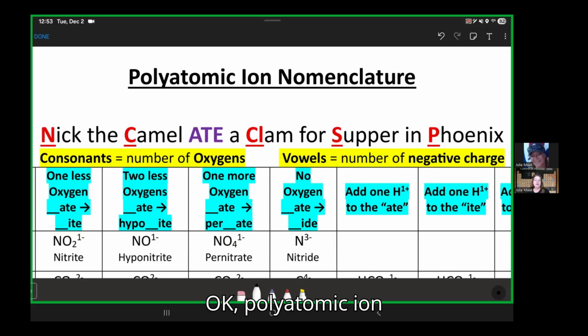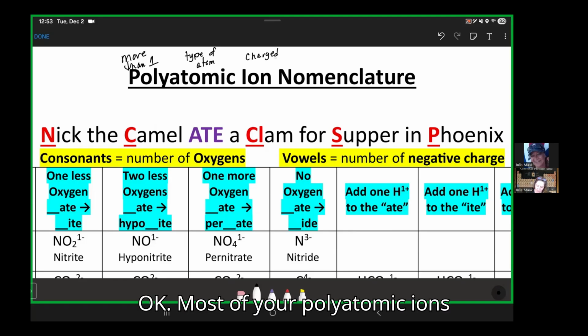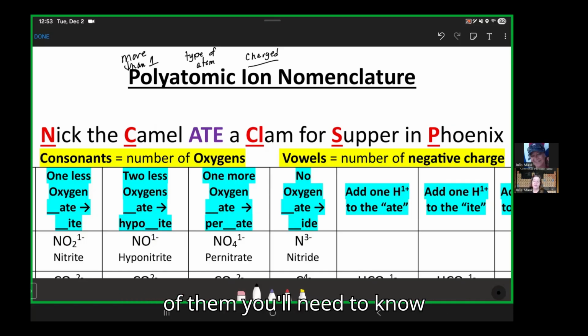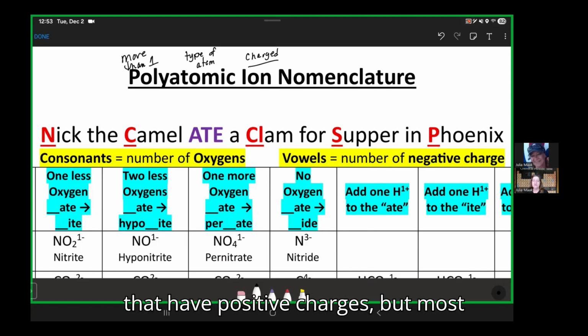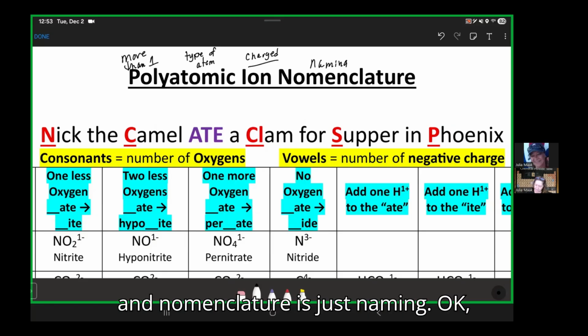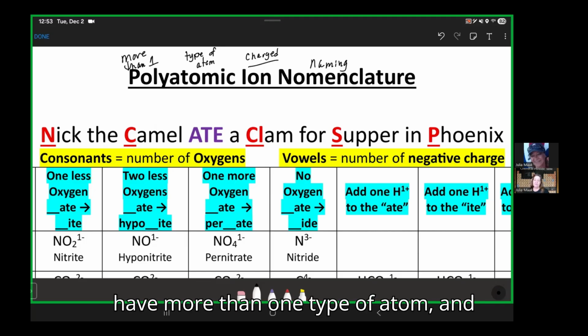Okay, polyatomic ion nomenclature. Poly means more than one. Atomic means type of atom. Ion means that it has a charge. Most of your polyatomic ions have negative charges. There are two of them you'll need to know that have positive charges, but most of them are negatively charged. And nomenclature is just naming. So naming ions that are charged that have more than one type of atom.